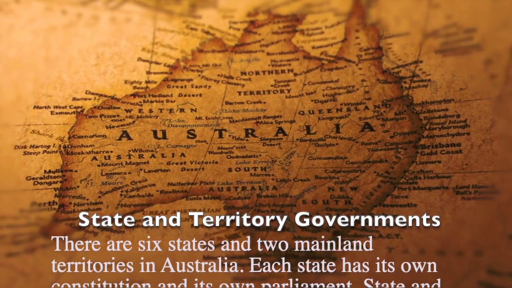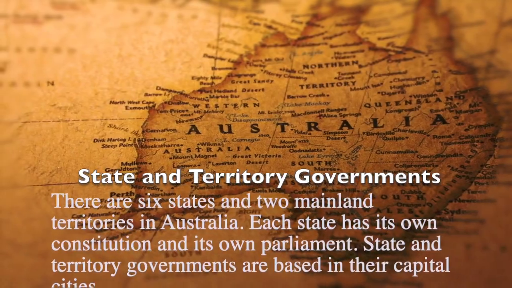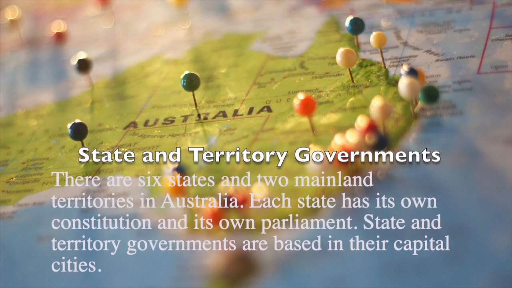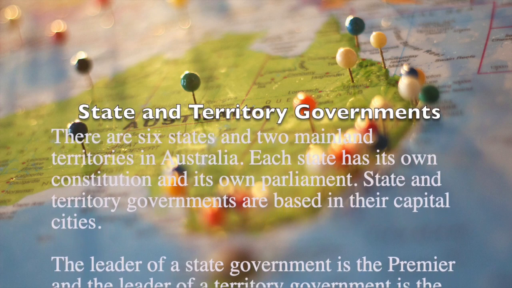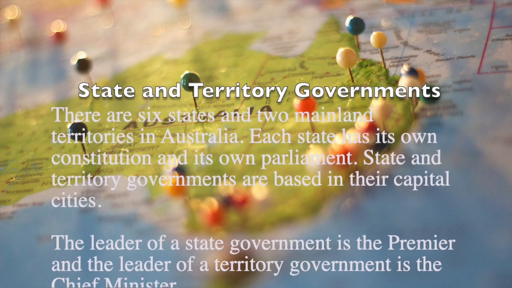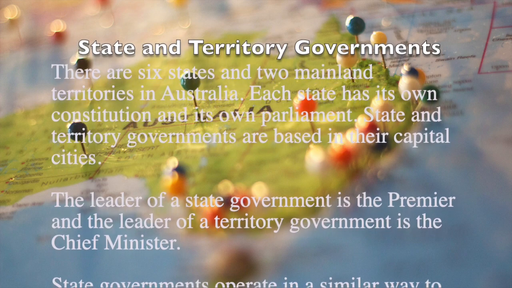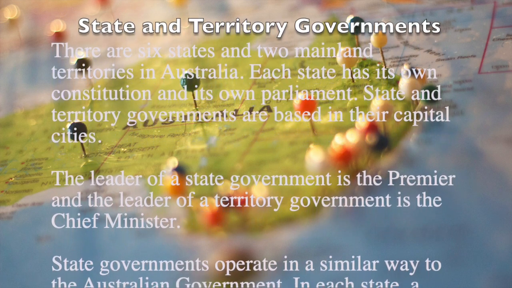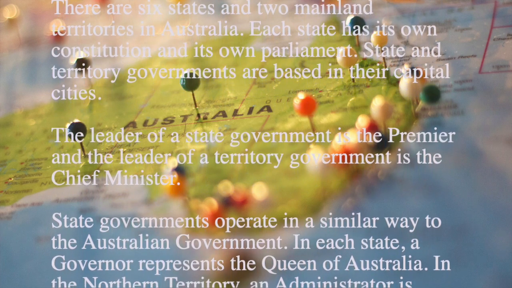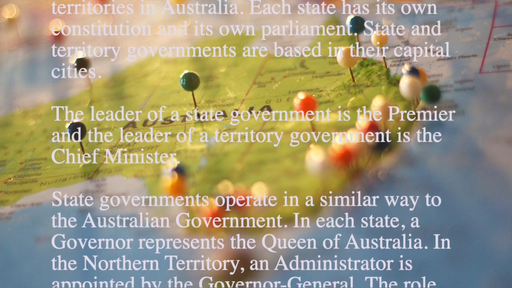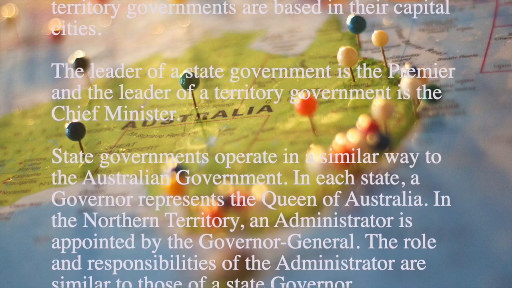Okay, so the state and territory government. There are six states and two mainland territories in Australia. Each state has its own constitution and its own parliament. Remember that. State and territory governments are based in the capital cities. The leader of the state government is the premier, and the leader of the territory government is the chief minister. So I repeat those again so you remember it.